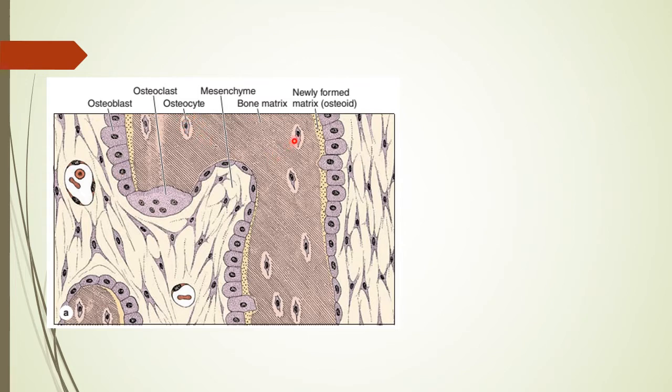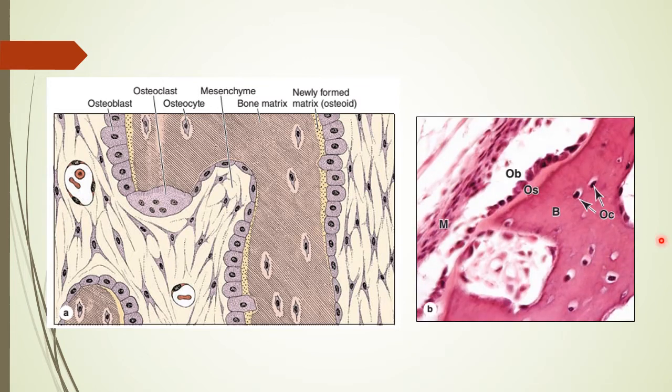And the osteocytes are found inside the bone and surrounded by the bony matrix. The osteoclast is also found near the surface of the bone matrix.